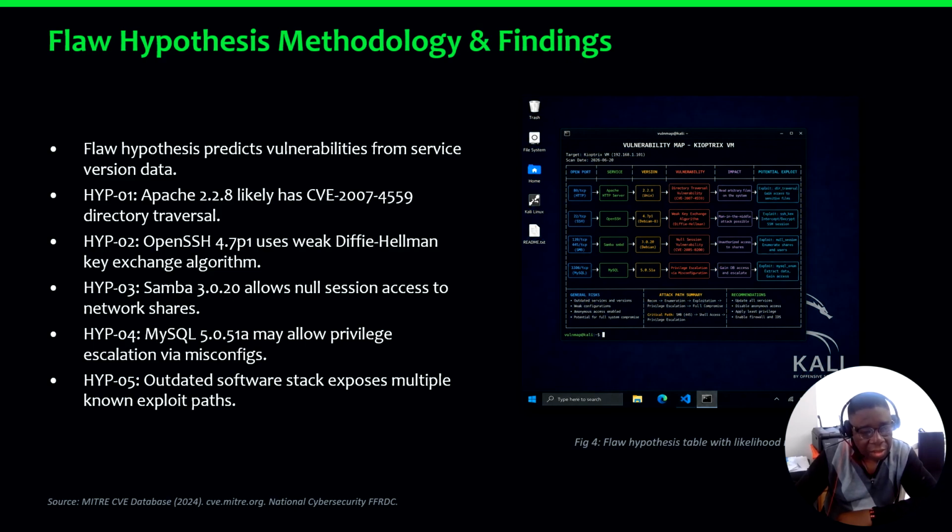So the flaw hypothesis predicts vulnerability from service version data, which is what is on the left side. HYP-01: Apache 2.2.8 likely has CVE-2007-4559, directory traversal. Then other network shares.